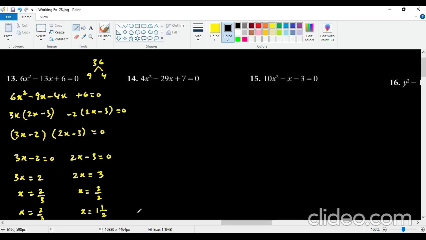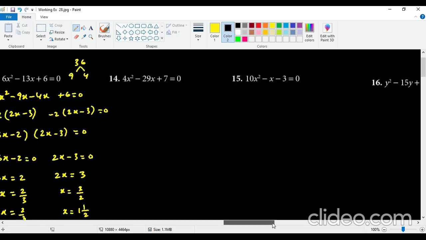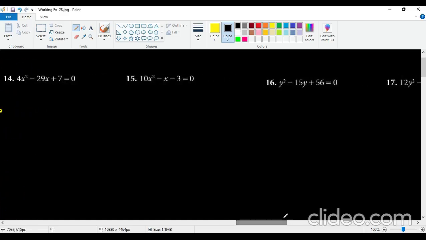Moving on to question number 14, it's going to be something like this. 4 times 7 is 28. So we'll find the factors of 28 in such a way as to give you 29. So the best option is 28 times 1 is 28. And I will write 4x squared as it is and plus 7 as it is, and minus 28x and minus x is going to give us negative 29.